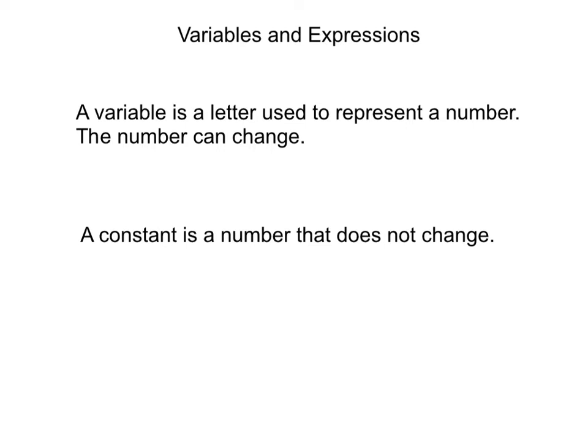Let's start by writing down a couple of definitions. A variable is a letter used to represent a number, and the number can change. Examples of variables would be the letter X or the letter Y. Those are probably the two most common variables that we see. So a variable simply represents a number, and it can be any number.